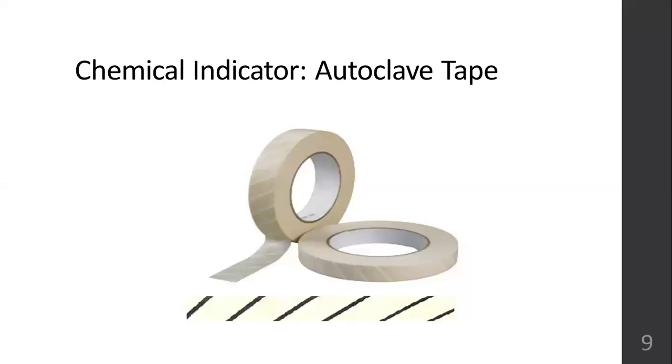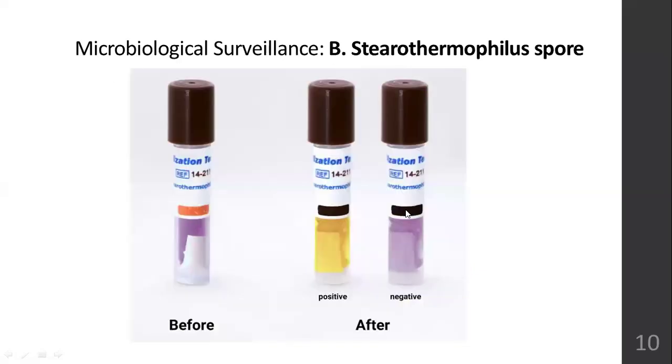In chemical indicators, this is an autoclave tape. Before applying, it looks like a beige and white striped tape. After the autoclave is done, it becomes black and white tape. If the color changes from beige and white to black and white, it means it was successful. If it is patchy and the color does not change to black and white, the sterilization was not successful. So this is one chemical indicator.